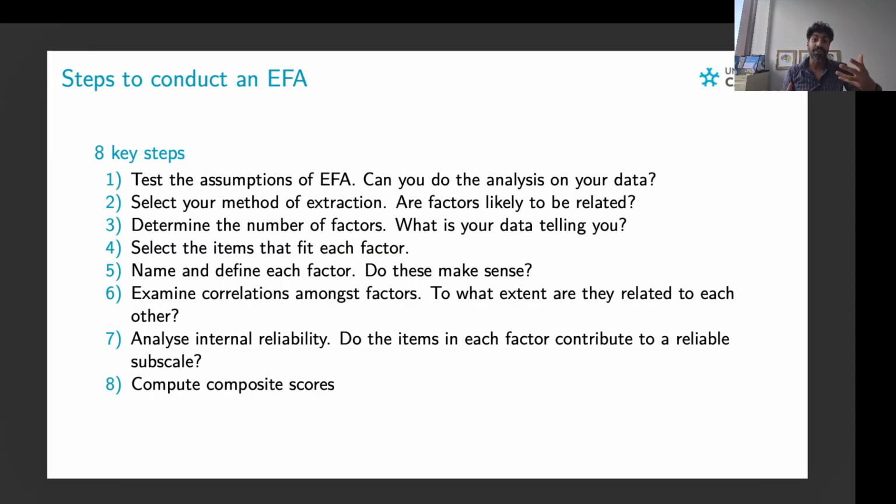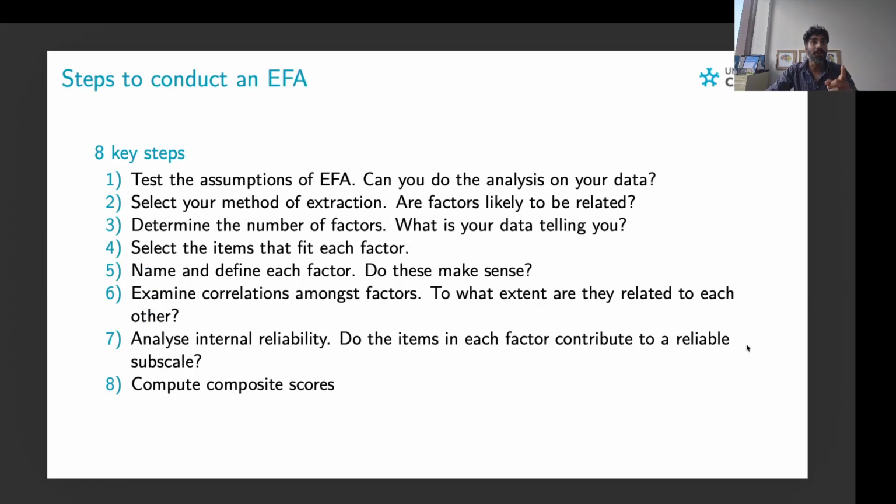Select the items that fit onto each factor. Name and define each factor. Do those factor namings make sense? Examine the correlations amongst factors, like to what extent are they related to one another. Analyze the internal reliability. Do the items or variables in each factor contribute to a reliable subscale? And then compute composite scores. Don't worry if all of that isn't really fitting. These are the examples that we're going to go through in terms of understanding the steps.